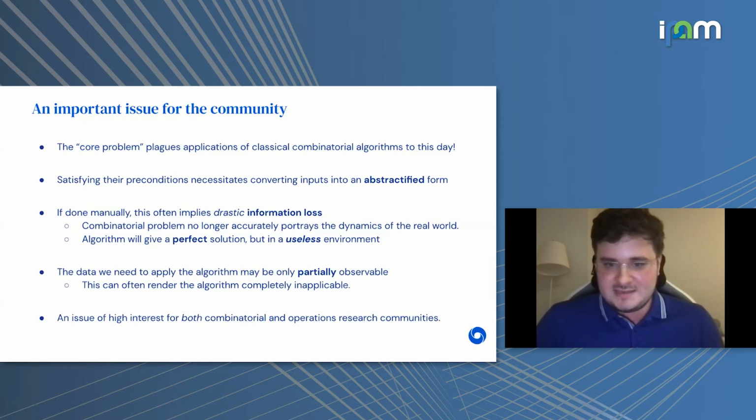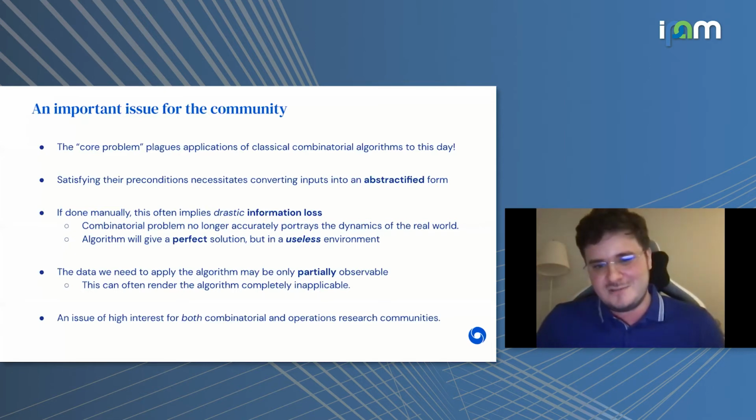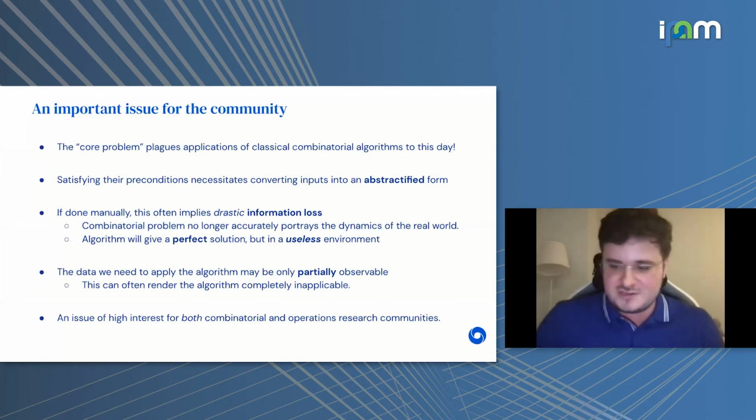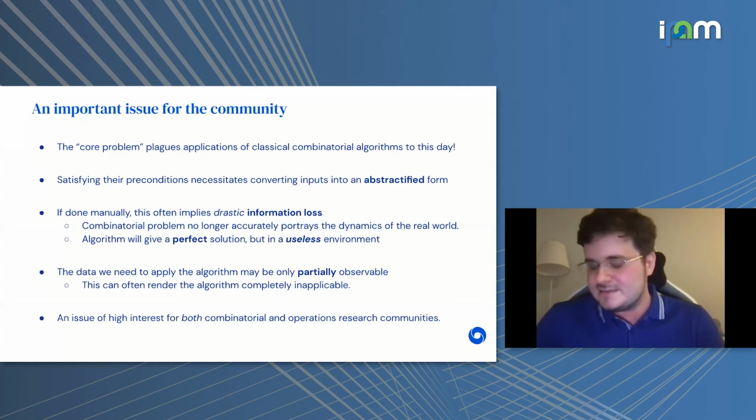Your combinatorial problem basically no longer accurately portrays the dynamics of the real world. So even though your algorithm will give a perfect solution, it will give a perfect solution in a totally useless environment. So the results of the algorithm won't really be that useful for making actionable decisions. And actually, even more brutally than that, the data that you might need to make the algorithm applicable, and I will consider this again later during the talk, it may actually only be partially observable. And this would make the algorithm in most cases completely inapplicable. So this issue of abstractification versus the purpose of the design of the algorithm in the real world is something that's of high interest for both combinatorial research and operations research communities. So I hope that some of the solutions I present today might be of interest to everyone here.